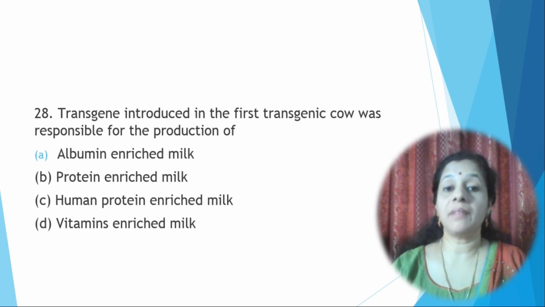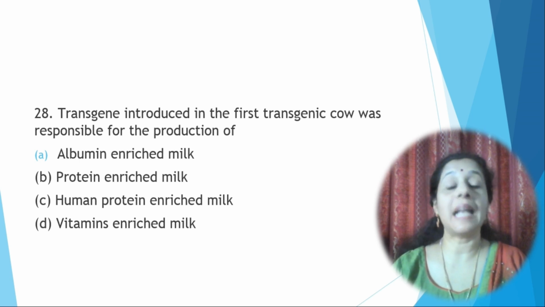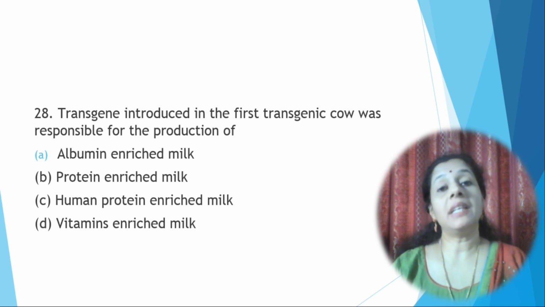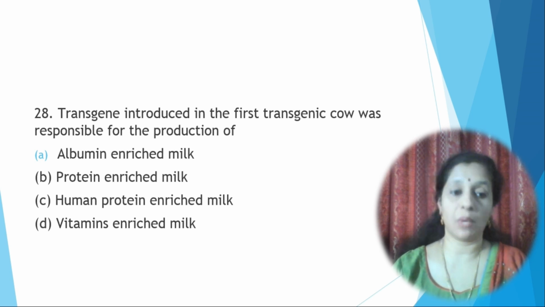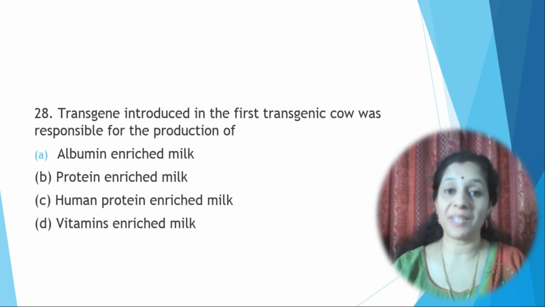Transgene introduced in the first transgenic cow was responsible for the production of. We know Rosie cow was the first transgenic cow which could produce human milk protein, that is alpha lactalbumin. Every liter of the milk contained 2.4 grams of human milk protein. So human protein enriched milk is the correct option. Option C.